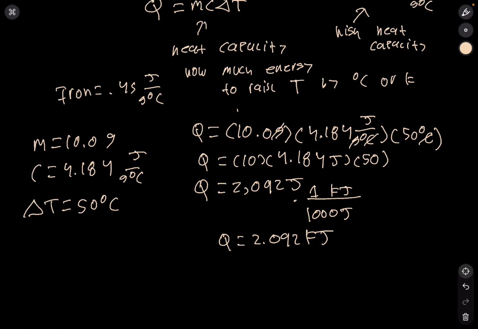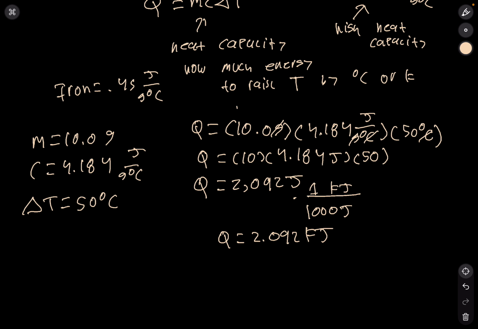So what it essentially means is that in order to heat up a sample of 10 grams of water, with the temperature changing by 50 degrees Celsius, because it's not negative, we're adding energy to it. So this means that we need 2.092 kilojoules of energy in order to make that happen.